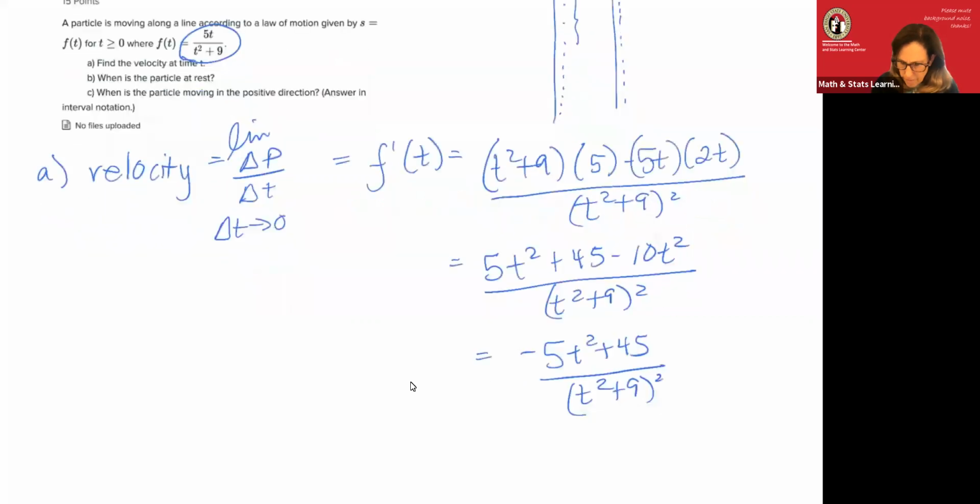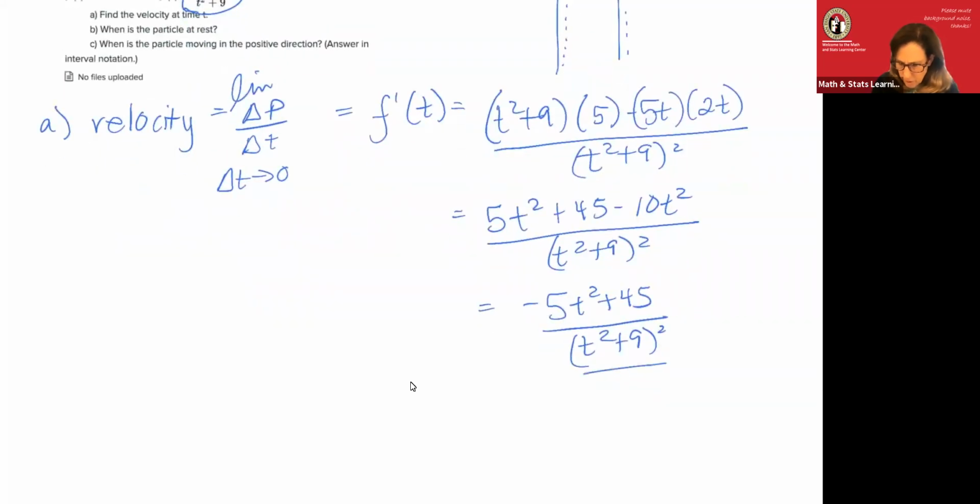We know that the bottom, because it's a square, is always going to be positive. So we're more interested in the top part, which is going to determine the sign of the velocity. Why do we care about the sign of the velocity? Well, let's say this is the function p of t, or actually he calls it f of t. If this is time, maybe the function goes something like that.